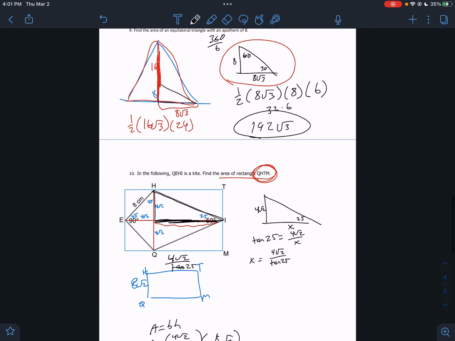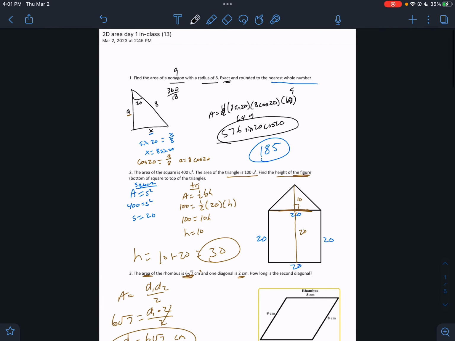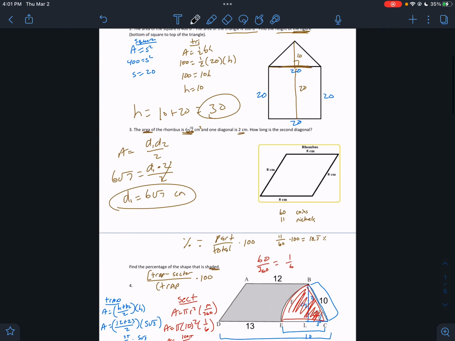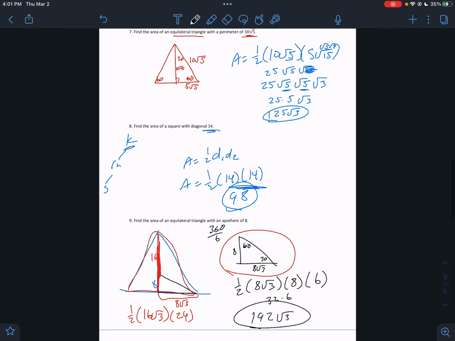Okay, that's the last one there. Those are some tough problems. I get it. Keep looking at them, keep working through, keep trying to figure out what I did and why I did it, and we're going to keep getting better.